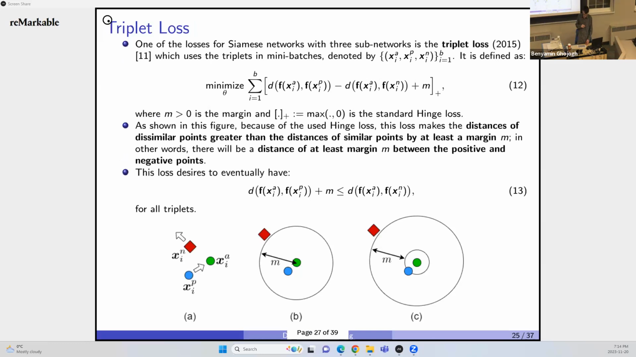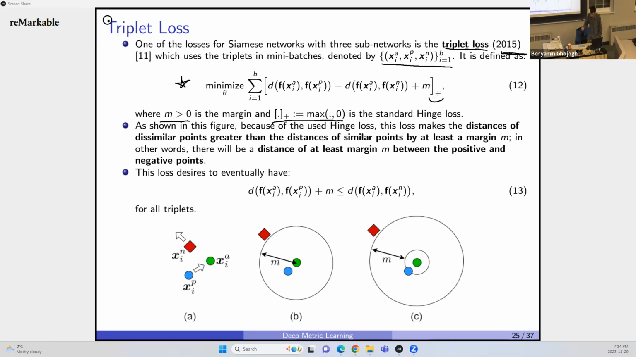triplet loss. Triplet loss was proposed, as far as I remember, by Google. It was proposed in 2015. There was a paper where they named it FaceNet because it was for face recognition. But in the same paper, they proposed triplet loss. So what is it? So of course, triplet loss uses triplets of data points, right? And this is the loss. What is it? So again, it has a standard hinge loss and also the margin M.